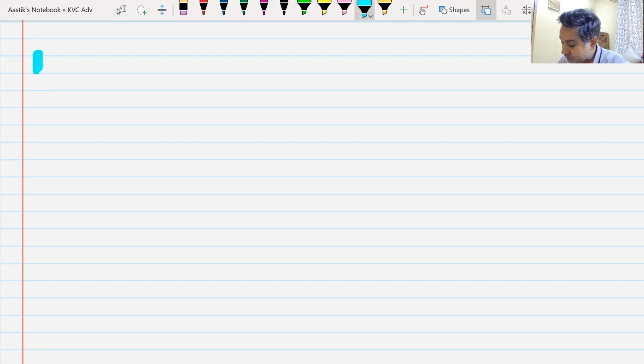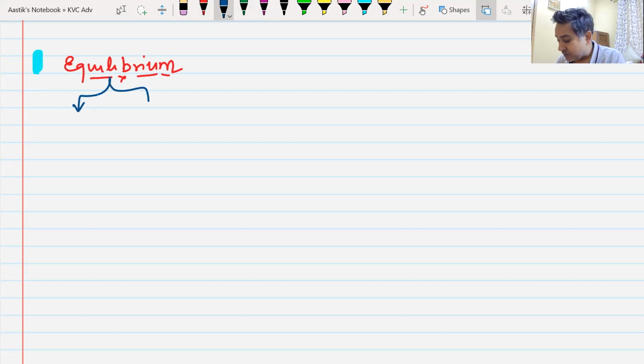Equilibrium. Now what do you mean by equilibrium? Now we have seen the two types of motion of a body. The motion can be translational, the motion can be rotational. So when I say a body is in equilibrium, it has to be in two types of equilibrium. It has to be in translational equilibrium, and it must also be in rotational equilibrium.